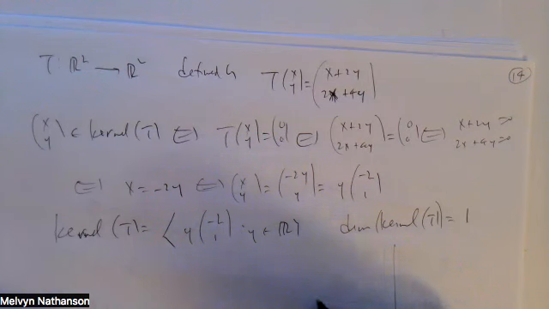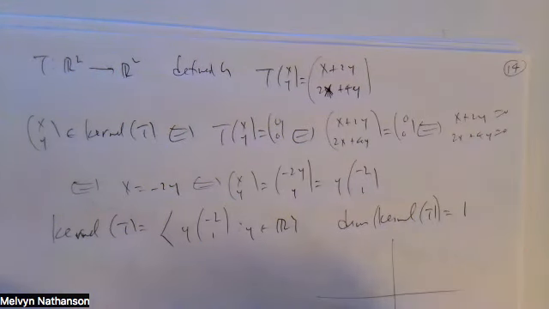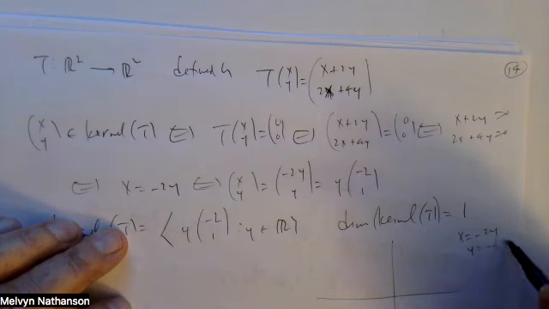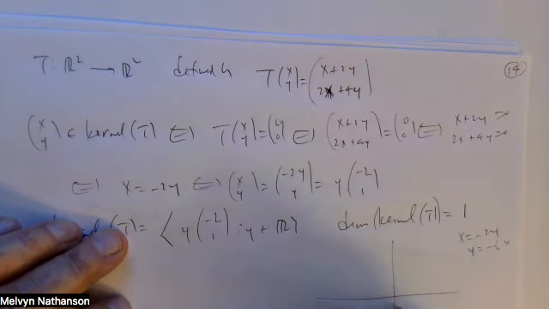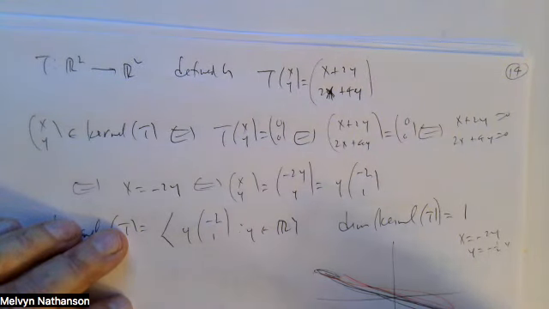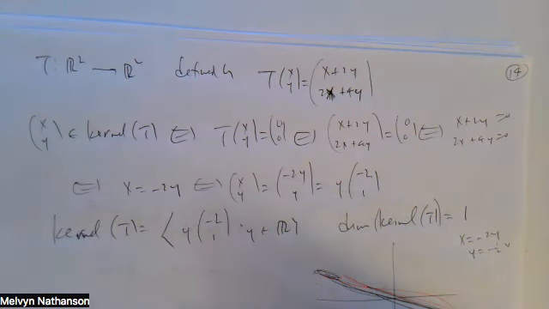So let's draw a picture. The kernel is all vectors where x equals minus 2y, or if you like, y equals minus a half x. That's a line through the origin, with slope minus a half. So this line is the kernel of T. Something gets mapped to 0 if and only if it's on this line.